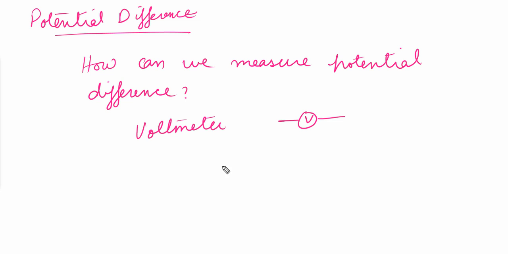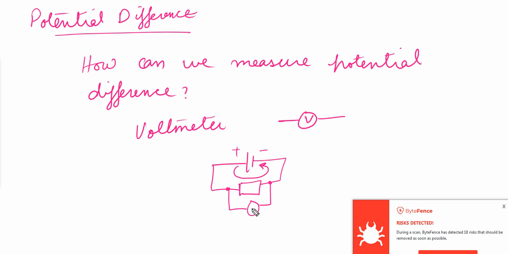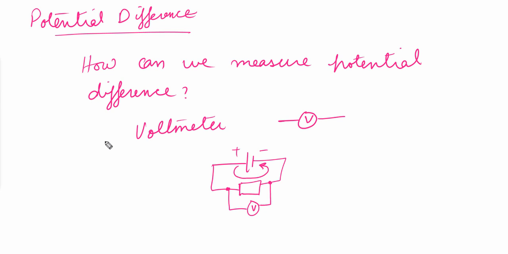So let's suppose we have a circuit where we have a battery, and the battery is attached with a resistor. The current is flowing from the positive terminal of the battery to the negative terminal. Now if we want to measure the potential difference that is being dropped across this resistor, then we will attach this voltmeter in parallel to this resistor. So this is the parallel arrangement of the voltmeter with this resistor. In this way our voltmeter can measure the voltage in a circuit.